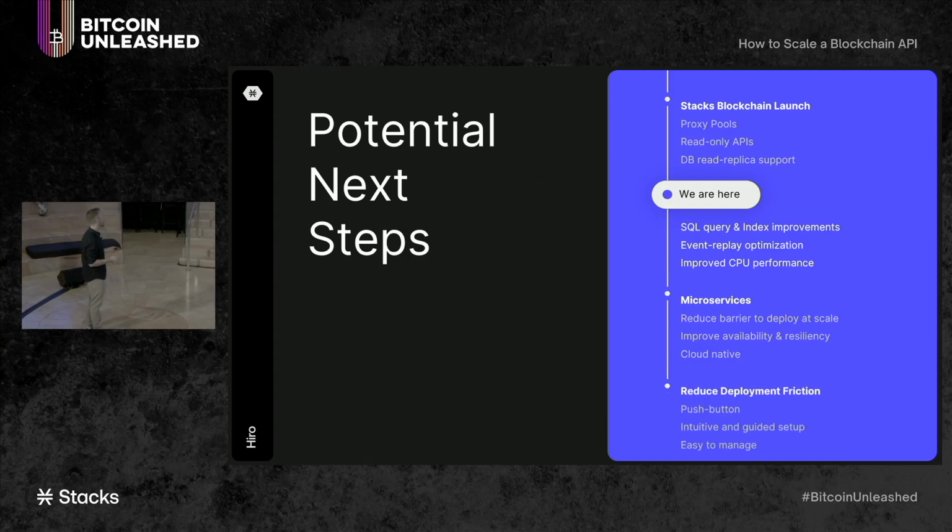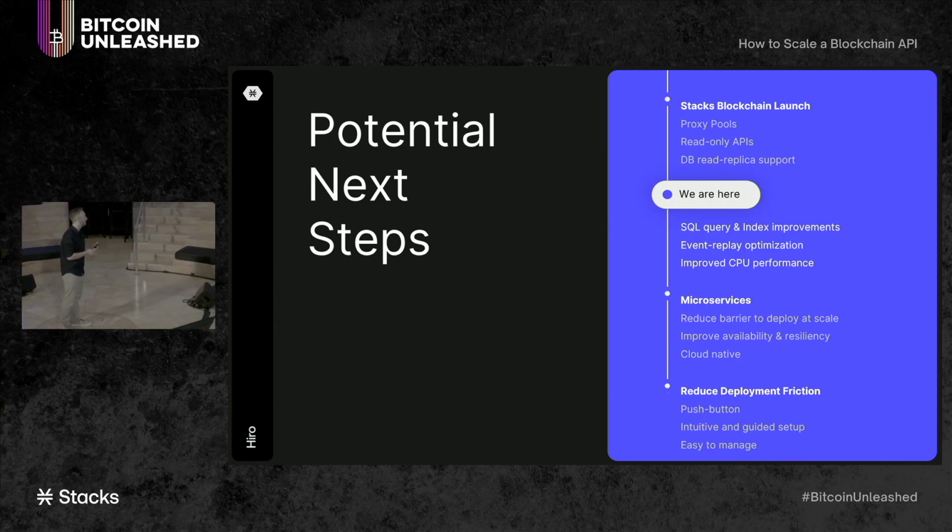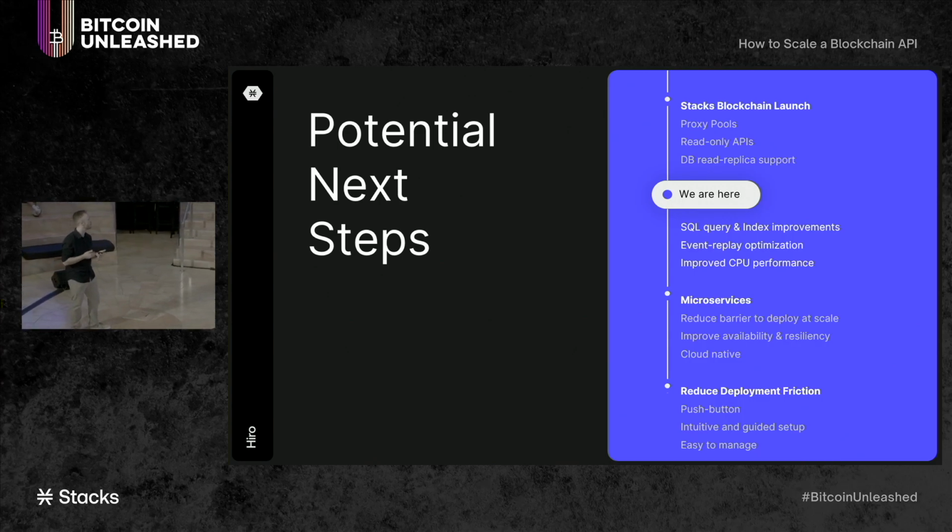We're also looking at reducing deployment friction. So what this means is making it easier for developers or entities to run their own API. So we're going to be looking at what's called push-button deployments, essentially where developers can either run a single line in their CLI, or push a button somewhere on a site and launch their own API. They would have intuitive and guided setup, as well as the life cycle of the API would be much easier to manage. So these aren't necessarily commitments, but they are ideas that Hiro is looking into.